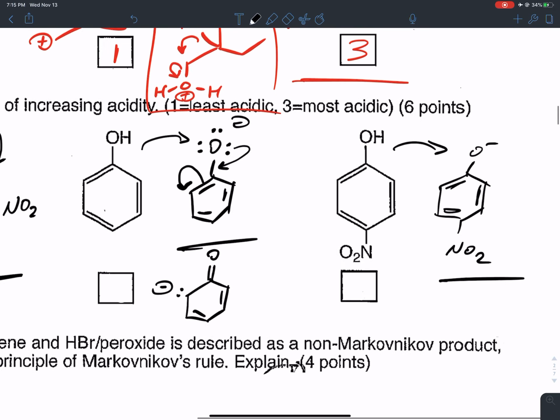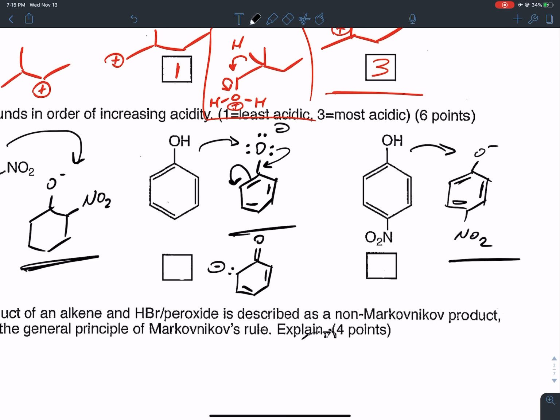Let's look at the third. Compare the second one and the third one. Which one has more stability? The last one. Let's actually draw out these resonance contributors. So initially they'll be here. You'll have your lone pairs here.